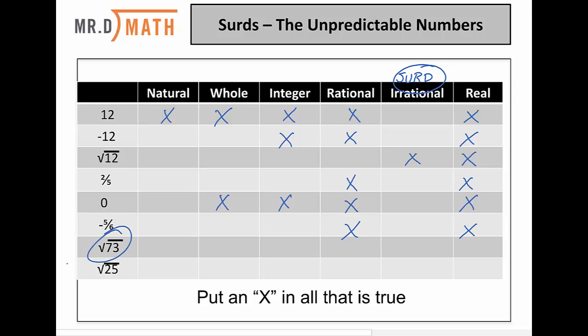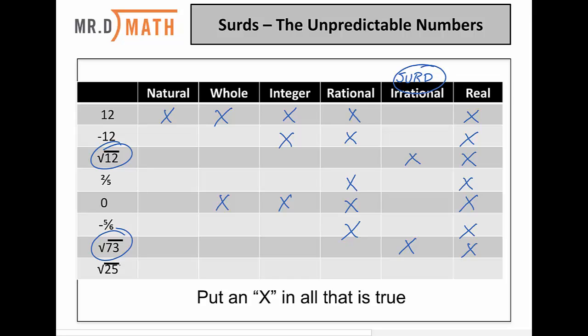Then we go to the square root of 73. Well, think about your perfect squares. If I started counting my squares, 1 times 1 is 1, 2 times 2 is 4, 3 times 3 is 9, 4 times 4 is 16. There's nothing that I know that's going to give me a 73. So it's none of my natural, whole, integer, rational, but it is a surd. Hello, surd. There we go. We've got the square root of 12 and the square root of 73. Surds are irrational, which are still real numbers.